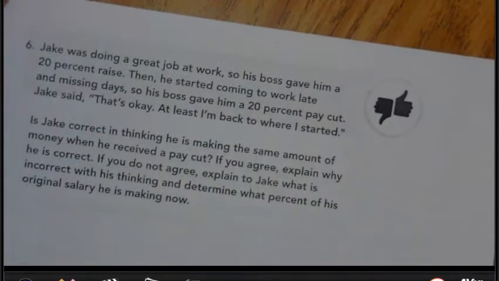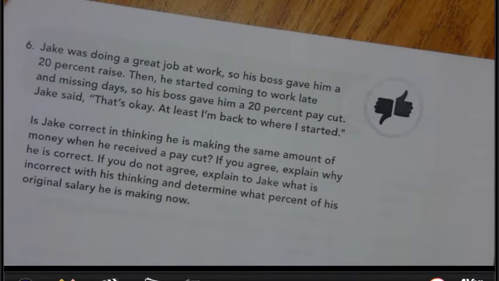All right, number 6. So Jake was doing a great job at work, so his boss gave him a 20% raise. Sounds pretty good to me. Then he started coming to work late and missing days, so his boss gave him a 20% pay cut. Jake says, that's okay, at least I'm back where I started. Is Jake making the same amount of money when he received a pay cut? If you agree, explain why he is correct. If you do not agree, explain to Jake what is incorrect with his thinking and determine what percent of his original salary he is making now.